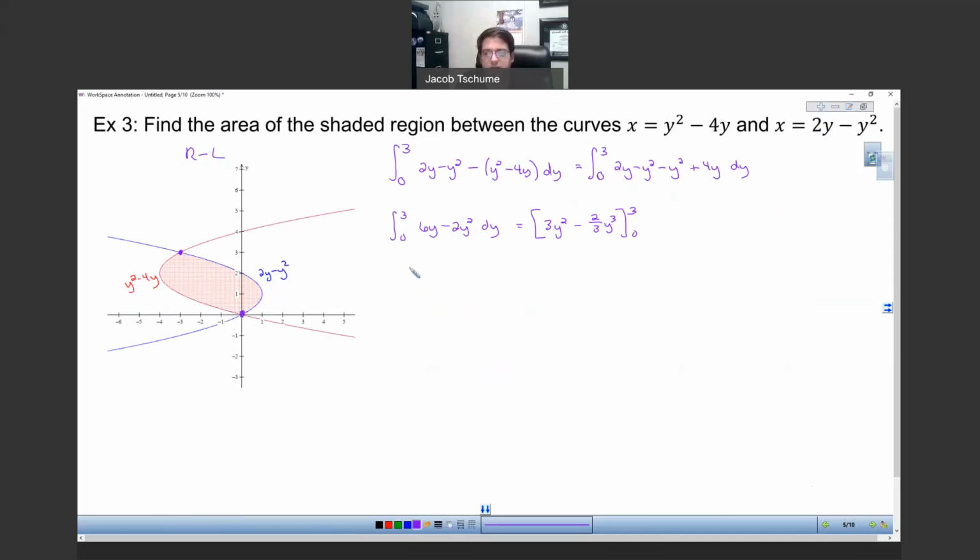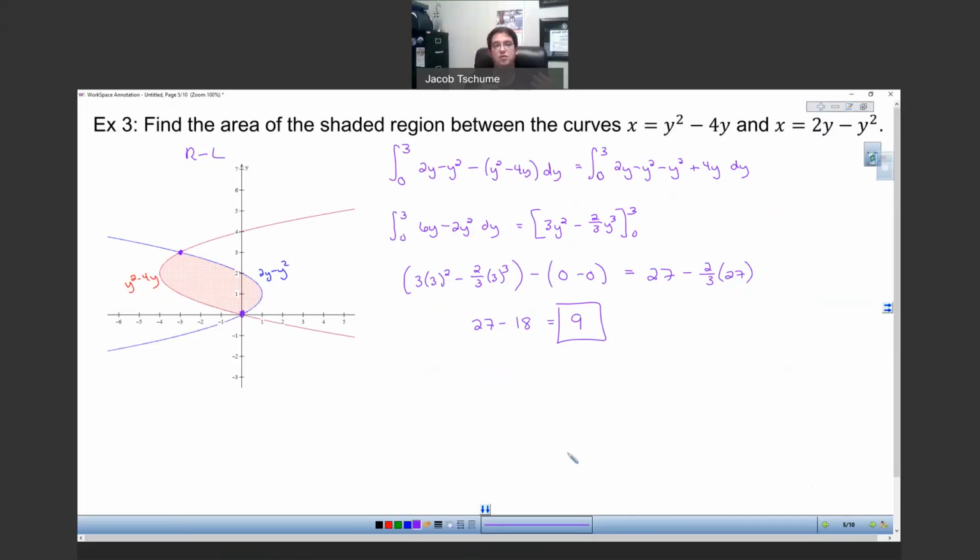All right, plug your 3 in, and you should end up getting 3 times 3 squared minus 2/3 times 3 cubed minus, plugging 0 into both of those is just going to make both of those terms go away. So simplifying the first parentheses, 3 squared is 9, and 9 times 3 is 27. Minus 2/3 times 27, which would be 27 divided by 3 is 9, and 9 times 2 is 18, which is going to end up giving us 27 minus 18, which is 9. So the area between those two curves comes out to exactly be 9.